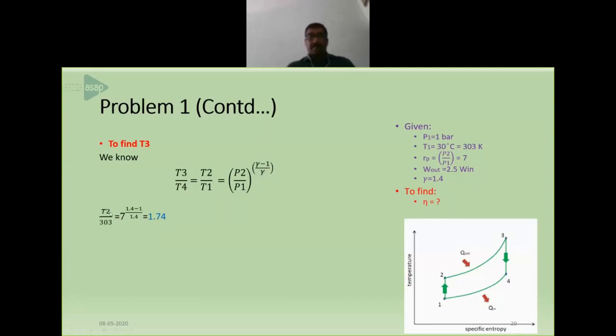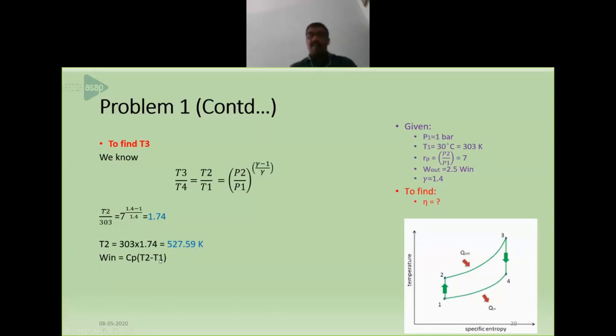Here we can avoid the first part because we don't know T3 or T4. T2 is not given, but T1 is given. We know the value of gamma, and the pressure ratio is 7, so P2 by P1 is 7. Based on this, you will get T2, which is equal to 527.59 Kelvin.